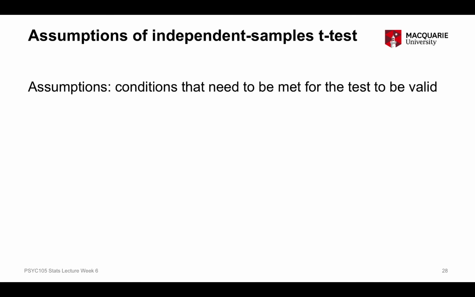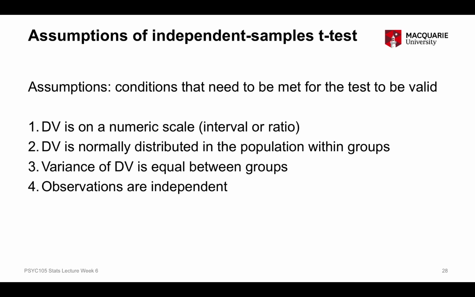Going back to our assumptions, our DV is on a numeric scale. We can tell that just by looking at the data. And we know that our observations are independent both within and between groups because that's a product of the actual design of the study itself. But the other two are things that we need to actually test by looking at the data, because we can't tell if those other two assumptions are met, the normal distribution and the equality of variances, until we actually look at the data itself.